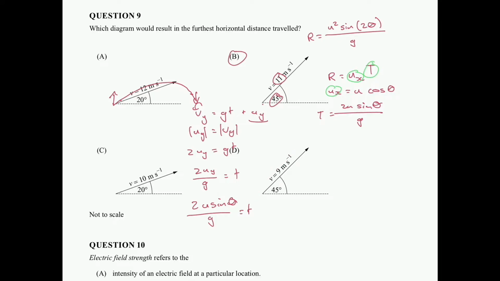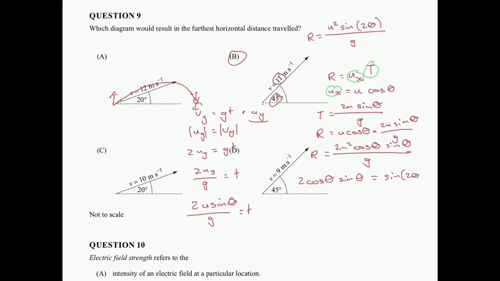We can substitute that in, and we're going to get R is equal to u cos theta multiplied by 2u sine theta over g. We can rearrange that again: R is equal to 2u squared cos theta sine theta over g. Now there's an identity here. 2 cos theta sine theta is equal to one of our identities, which is sine 2 theta.